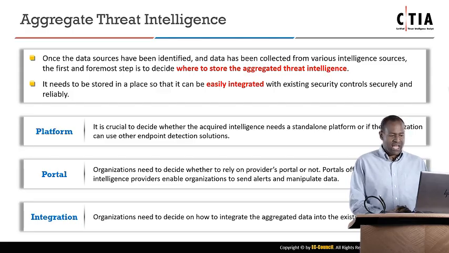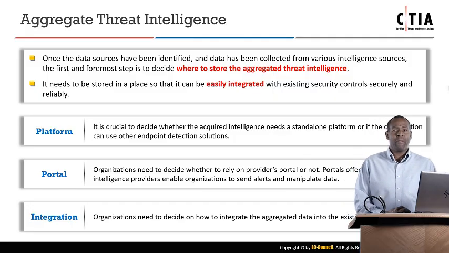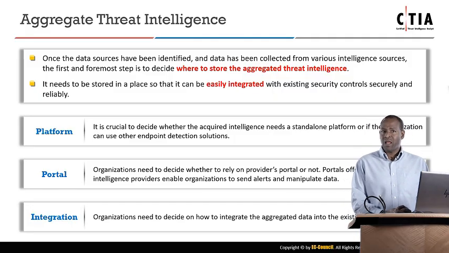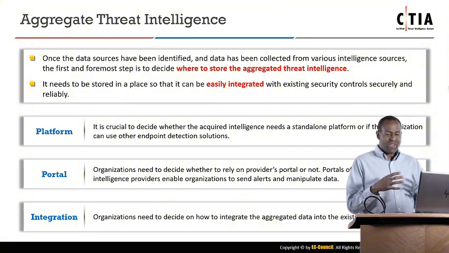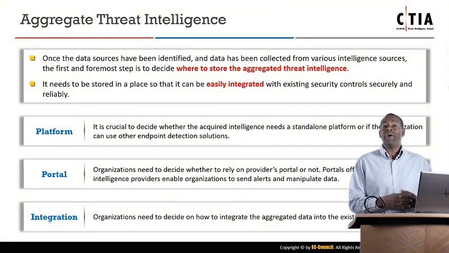So it needs to be stored in a place that can be easily integrated with existing security controls and able to be secured reliably. Especially threat intelligence that's based upon information that we've gathered on our own systems, we don't want that leaking out anywhere. We don't want it to go into any hacker community or make it onto anybody's flash drive or anything like that. So it needs to be secured. Three areas that we need to look at for aggregating the threat intelligence are platform, the next one is portal, and the third one is integration.